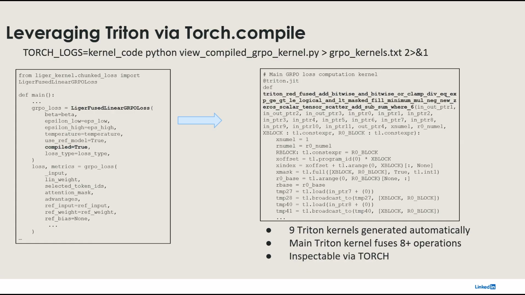So here's one example for GRPO, where you can see there are nine Triton kernels being generated. And then we just leverage that and combine it with the memory chunking and the aggregation that we just talked about.